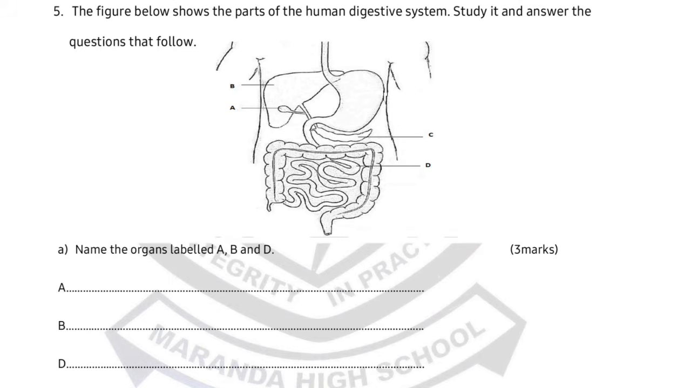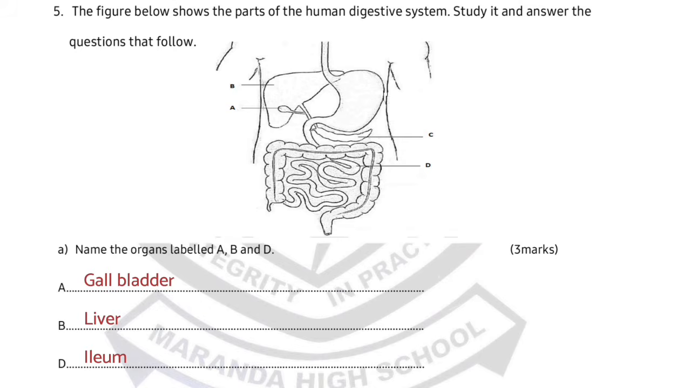Part A. Name the organs labeled A, B, and D. So A, that is clearly the gallbladder. B, that's our liver. Okay. D is the small intestine. Specifically, it's going to be the ileum.